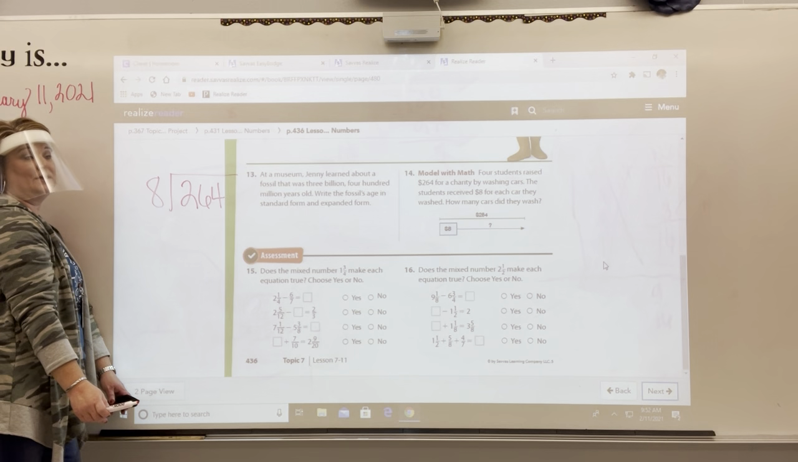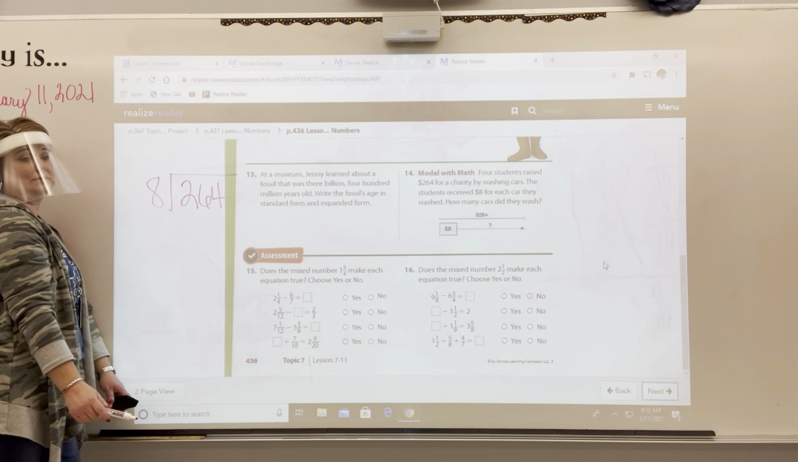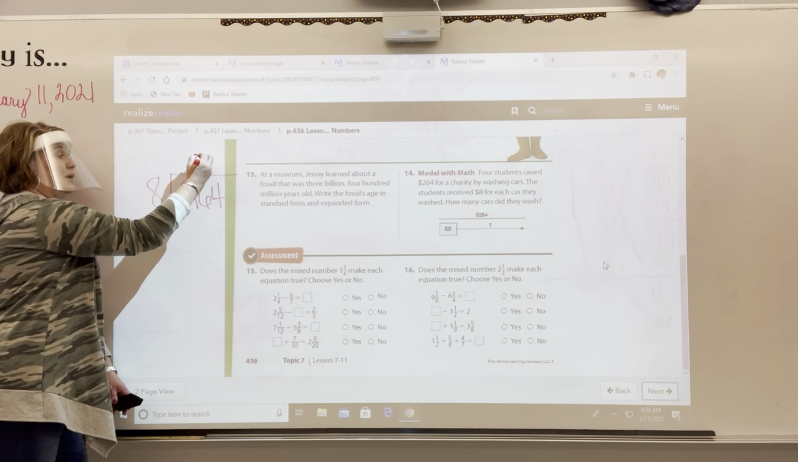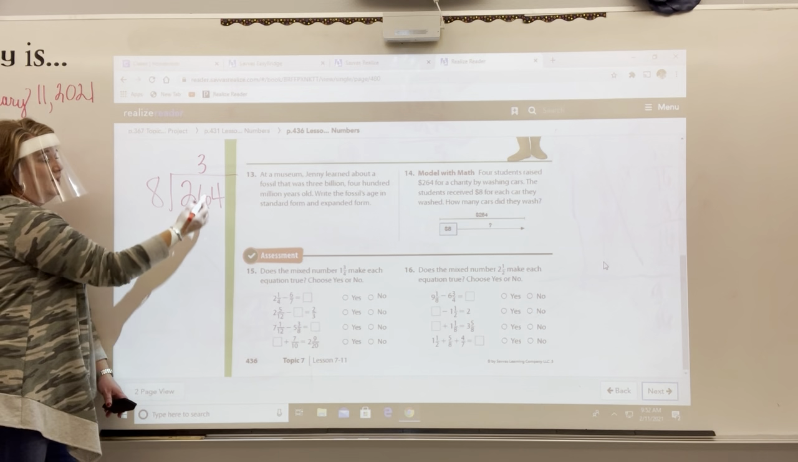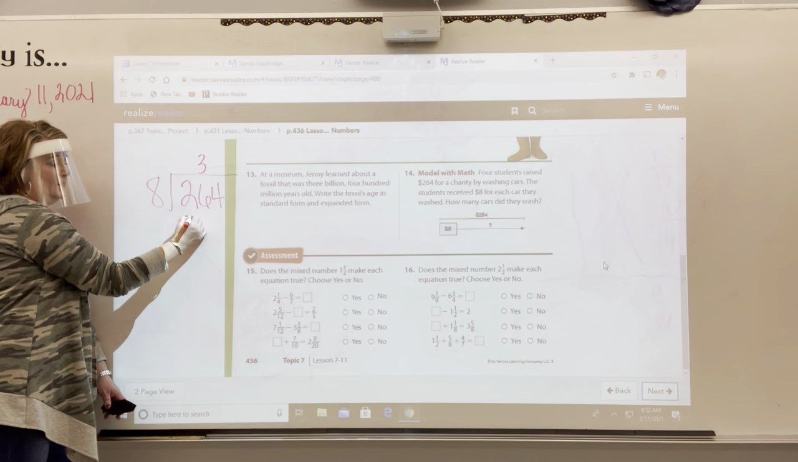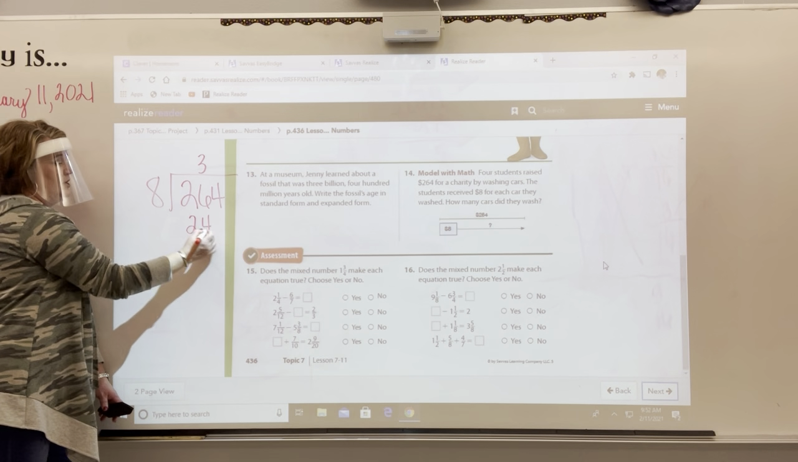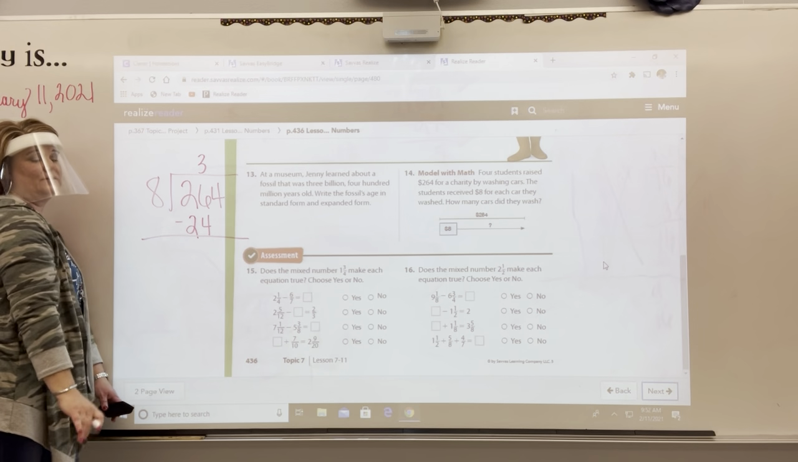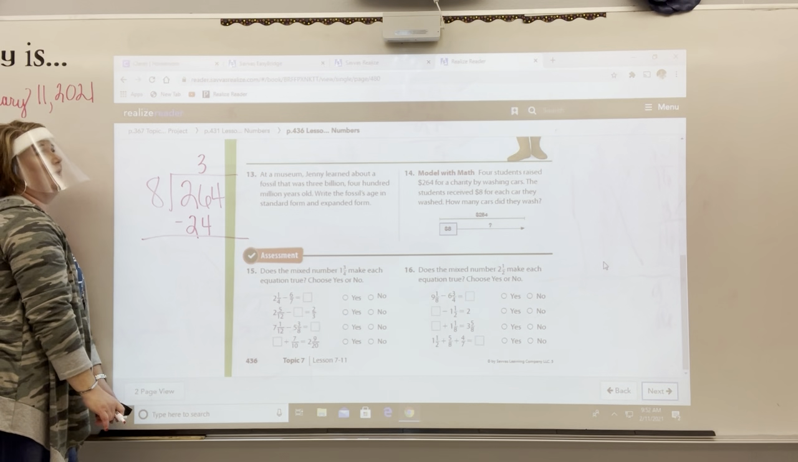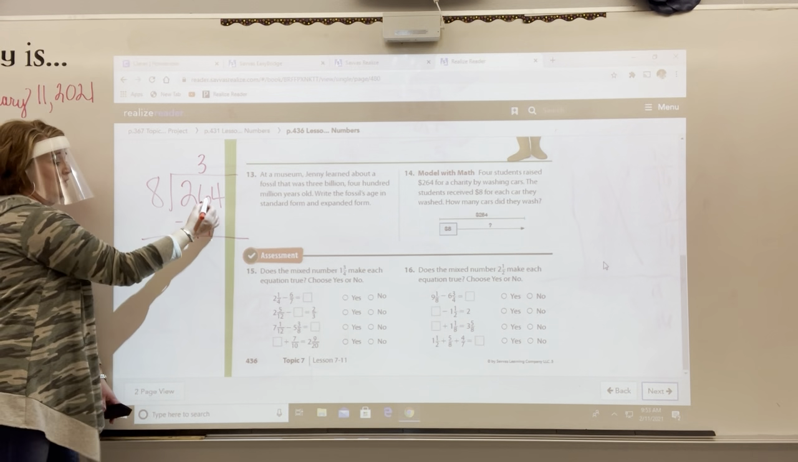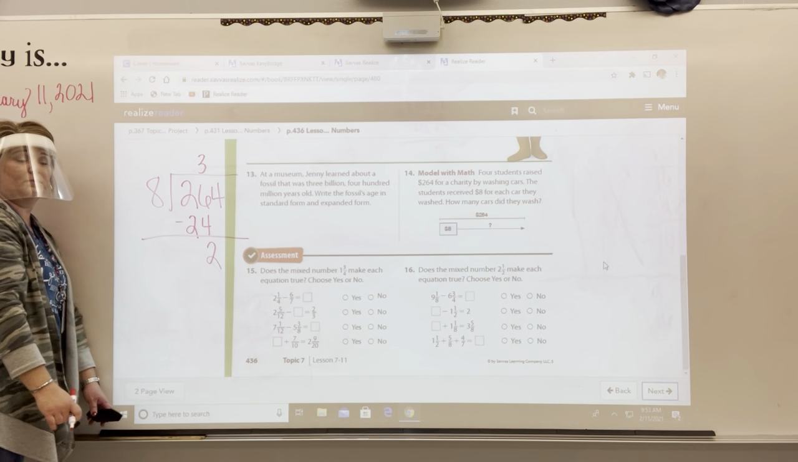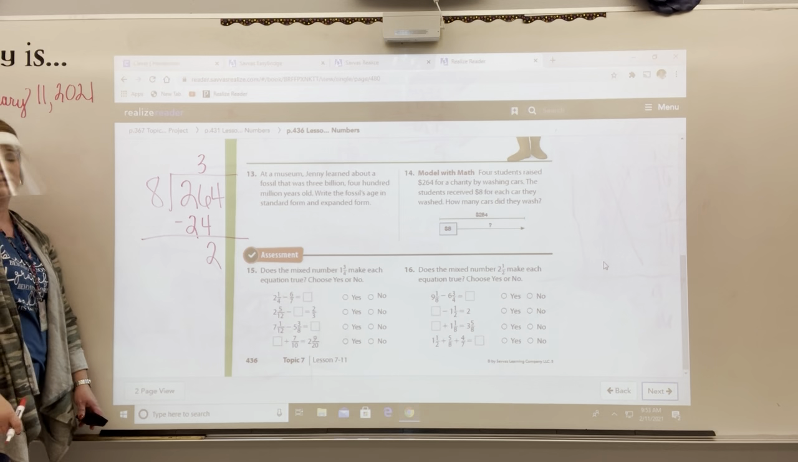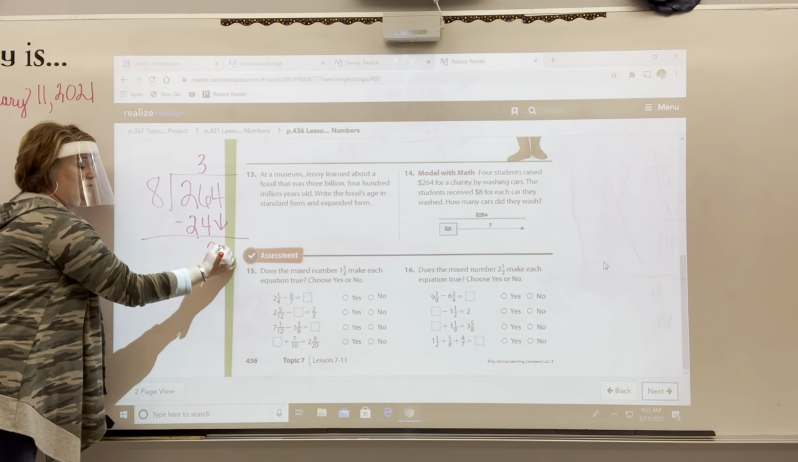8 times what is going to get you as close as you can to 26? 3. Look where I'm putting it, over the 6, not over the 2. What was 8 times 3, Bentley? 24. You should have said 24. Underneath it, write 24. Gosh, we have to know our multiplication facts. Let's subtract. 6 minus 4 gets you 2. So far, your paper should look just like my paper. Yep. Now, we got to bring this 4 straight down.